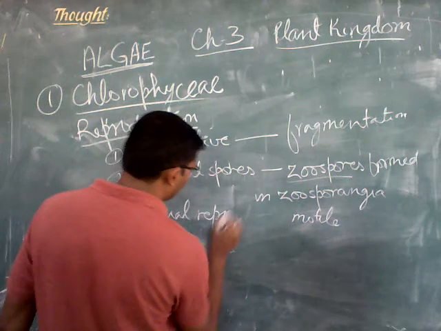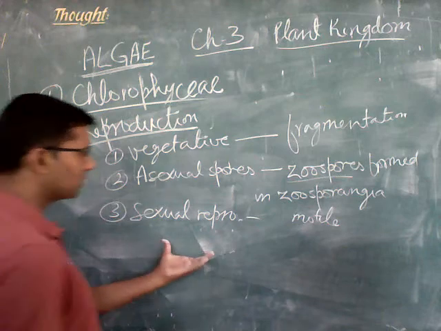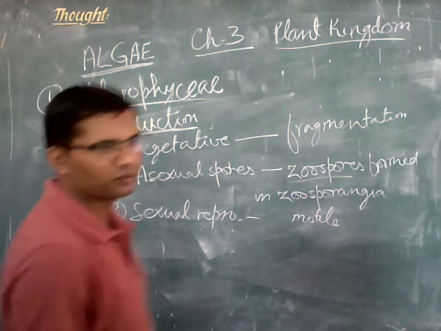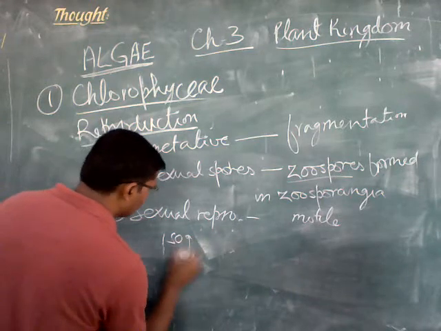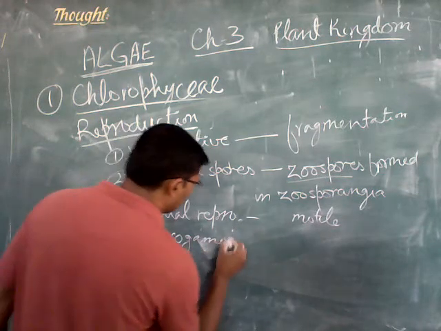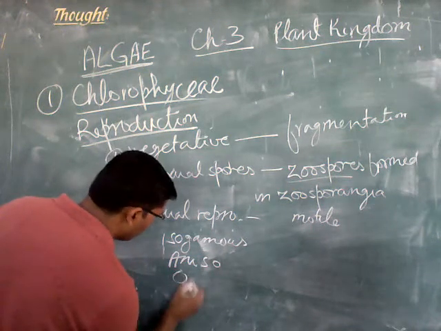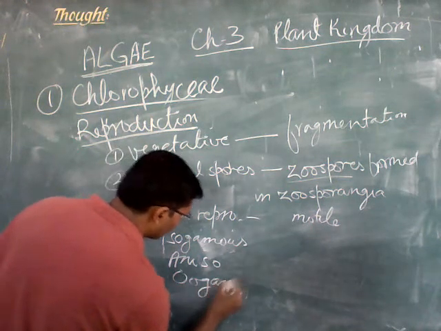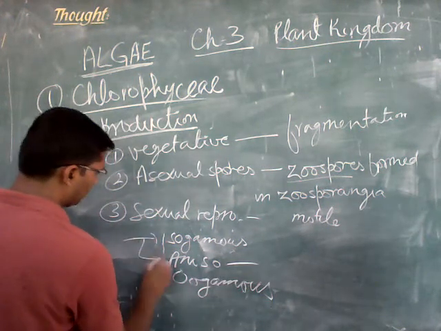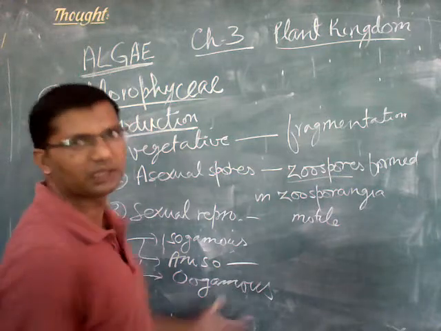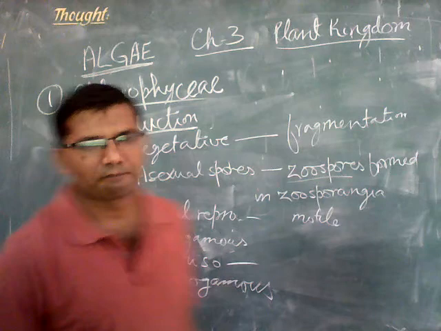In the sexual reproduction, what will happen? There will be fusion of the gametes and there will be sexual spores which will be formed. So, sexual spores may be isogamous, anisogamous, or oogamous. Okay? So, isogamous, anisogamous, and oogamous. All three kinds of the sexual spores are formed in the green algae.